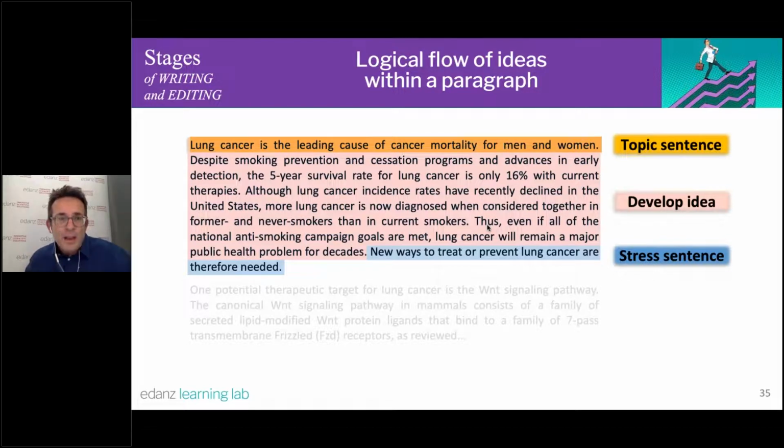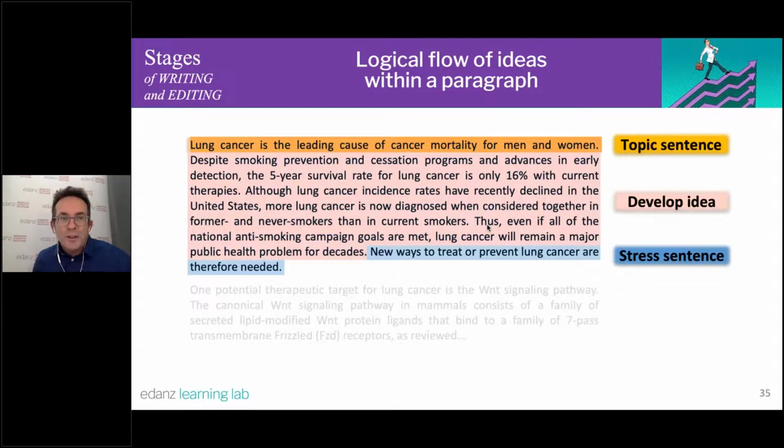Start off with something that tells the reader what the paragraph is going to be about. As you can see here, lung cancer, the leading cause of cancer mortality for men and women. That's an interesting start to the paragraph. Then the state of the art, then the information goes into the middle, and then what's the call to action? What's the reason for reading this phrase? New ways to treat or prevent lung cancer are therefore needed. It's the same as the introduction. You may be thinking, I've seen this before in the earlier part of the presentation.